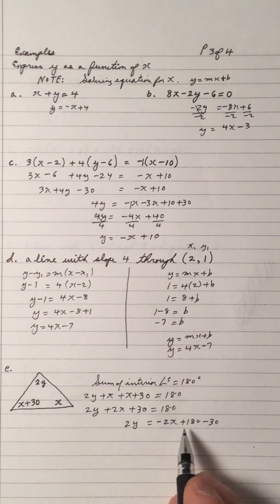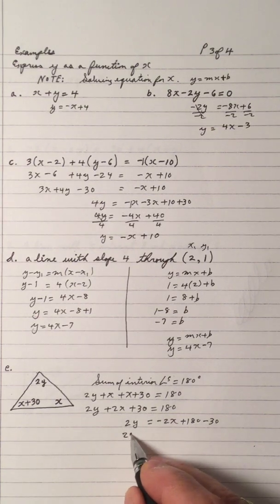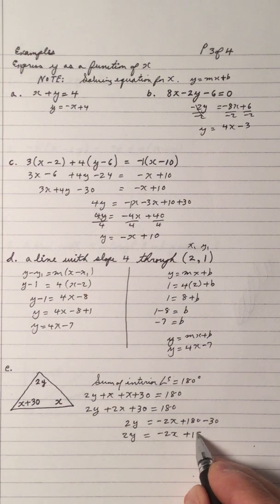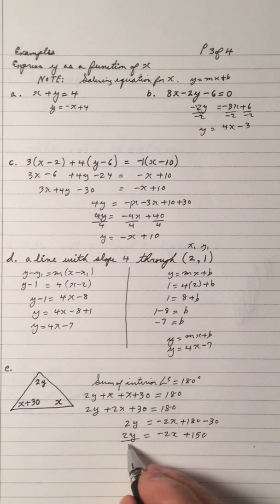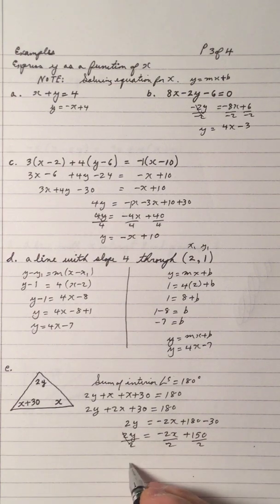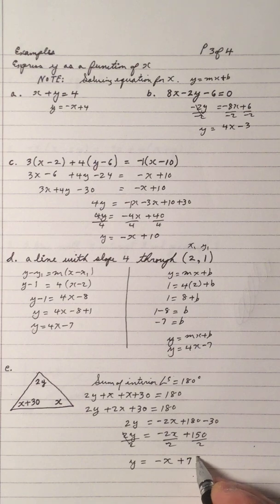Notice I wrote it as y is a function of x, y equals mx plus b. So we have to simplify the right side first. So that's a plus 150. And we divide all terms by 2 because we need y by itself. We need 1y. Negative 2 divided by 2 is negative 1x, or negative x, plus 75.